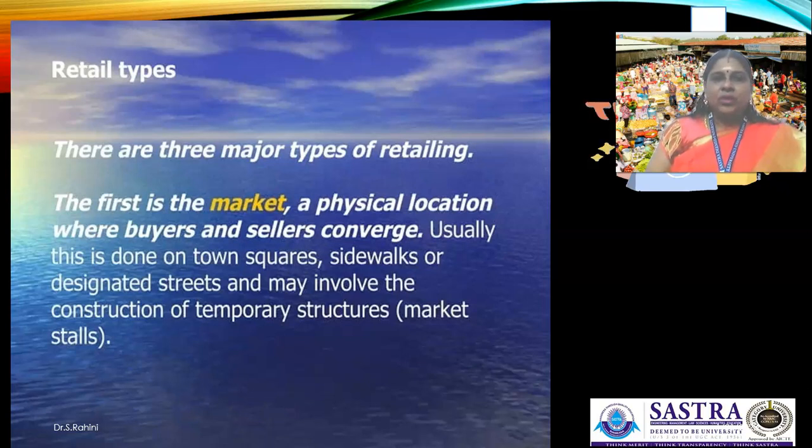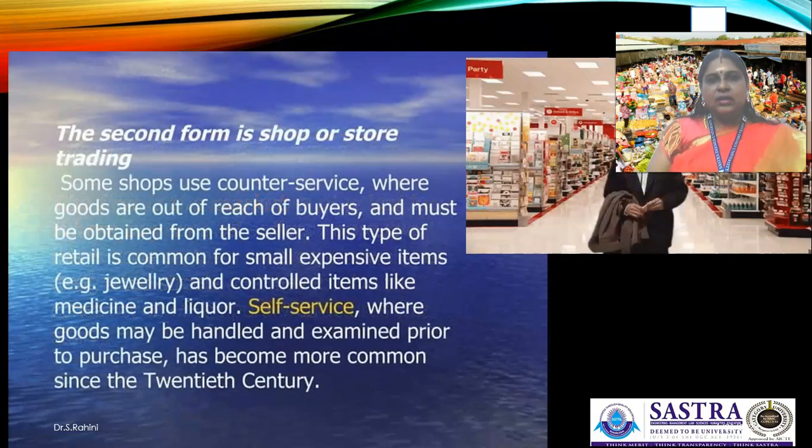And what are the retail types? There are three major types of retailing. The first is the market, the physical location where buyers and sellers converge. Usually this is done on town squares, sidewalks or designated streets, and may involve the construction of temporary structures that are called market stalls. And the second form is shop or store trading.